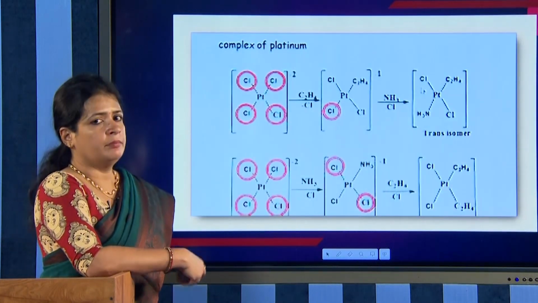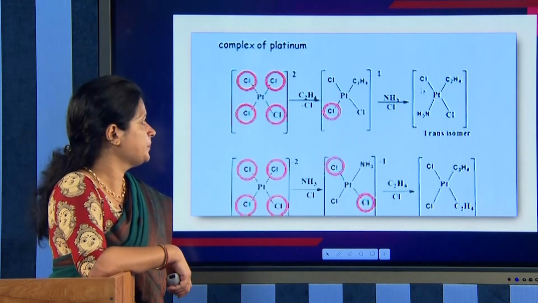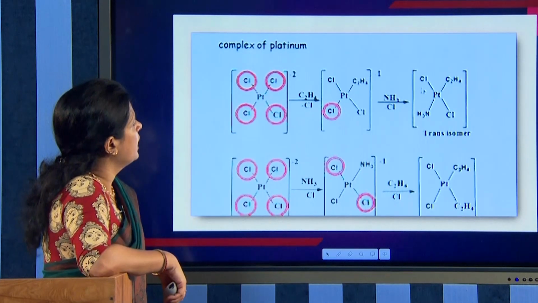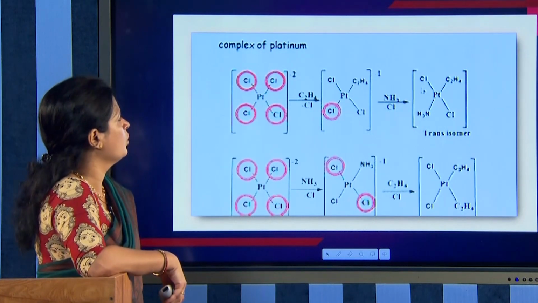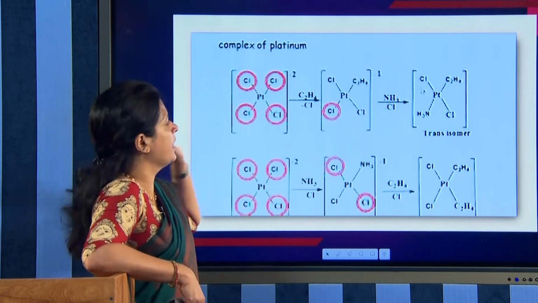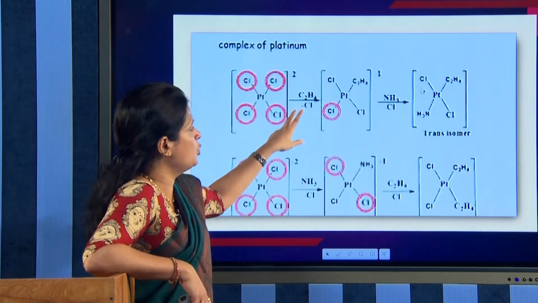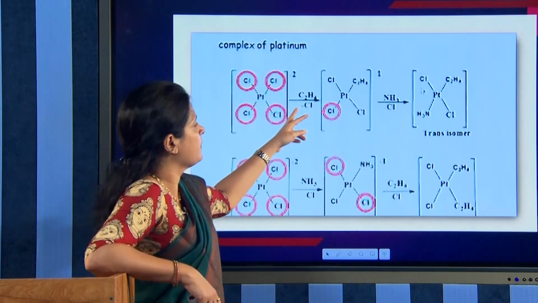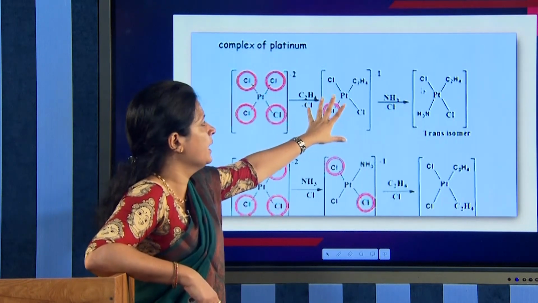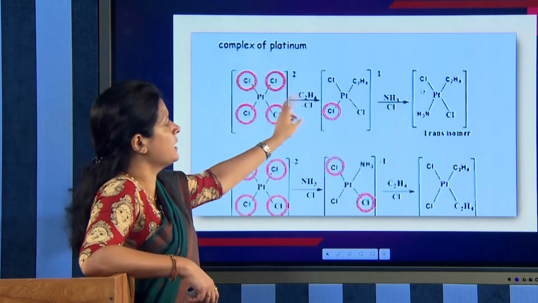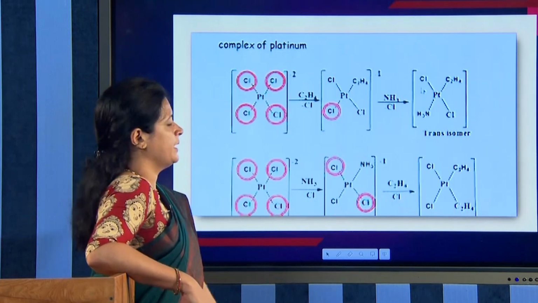And now explaining another reaction. See, we have PtCl4 2 minus, that is again 4 Cl minus ligands are there. You have C2H4 as the ligand, and now initially what happens? This C2H4 is replacing one Cl minus and attaching to the platinum complex.